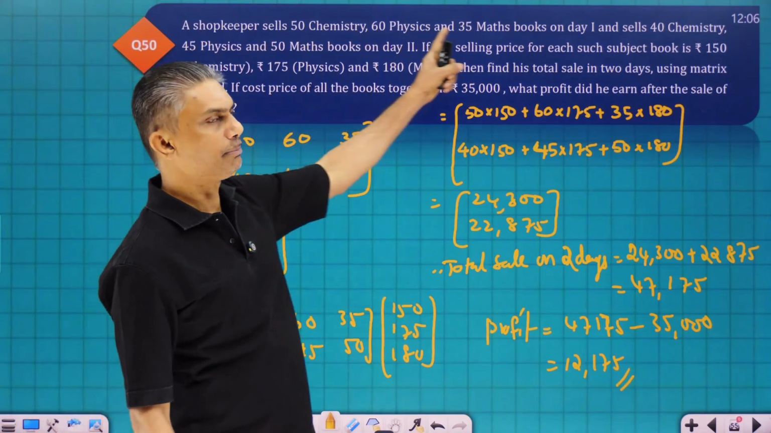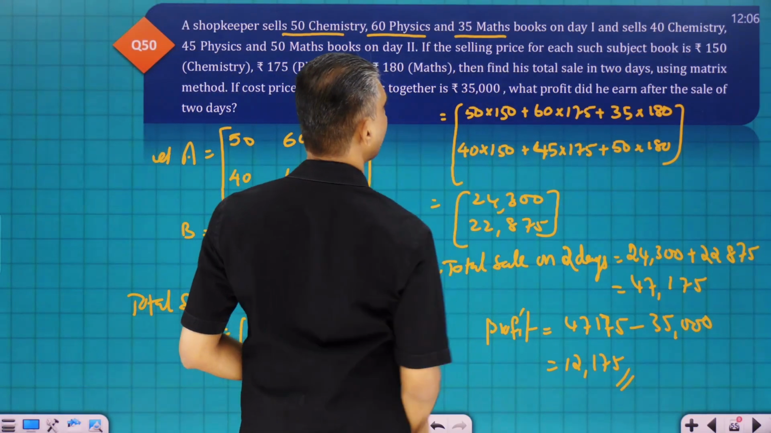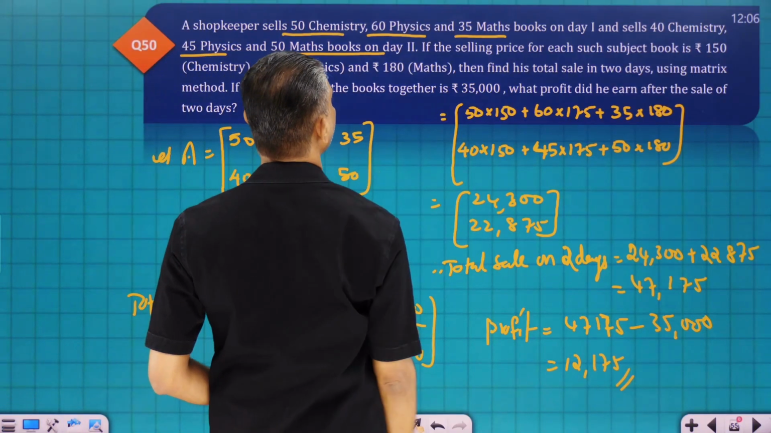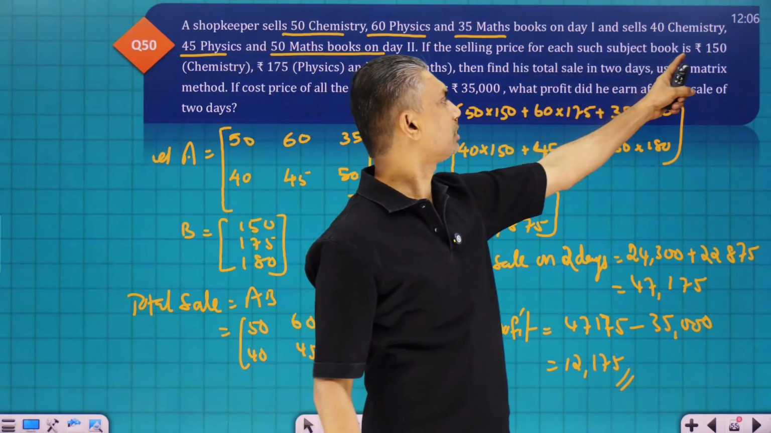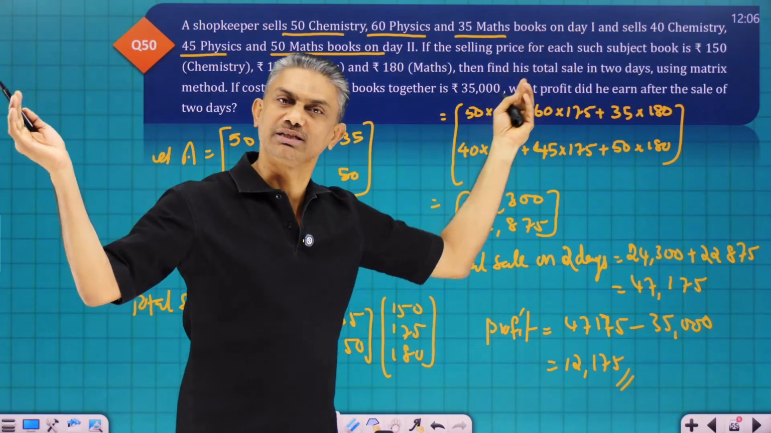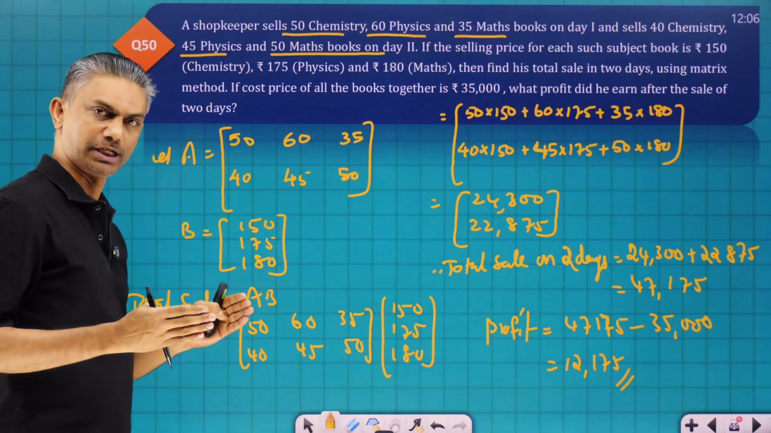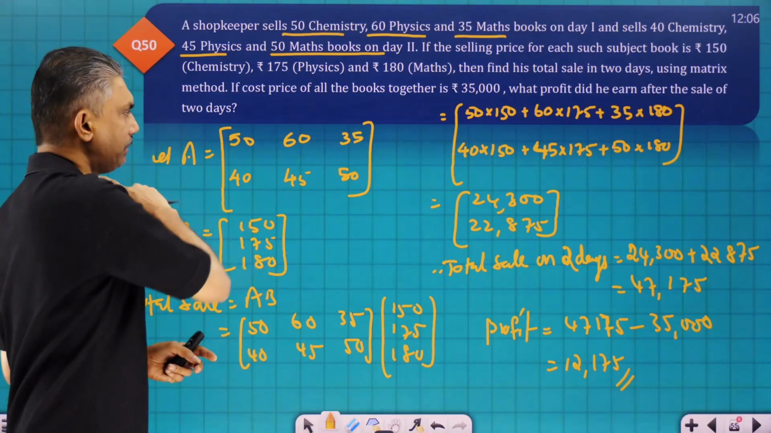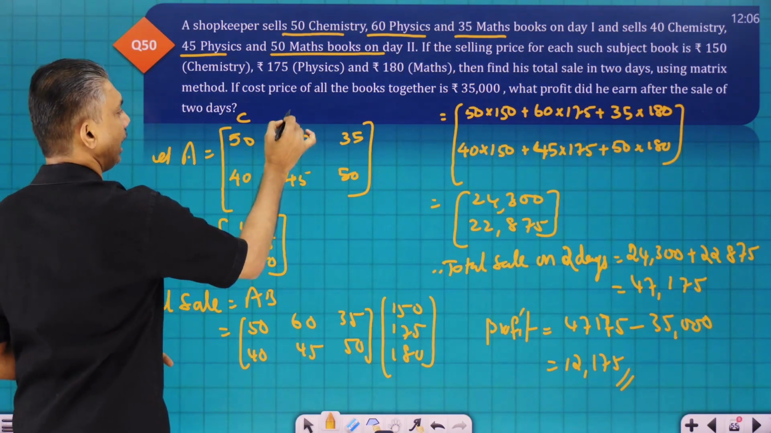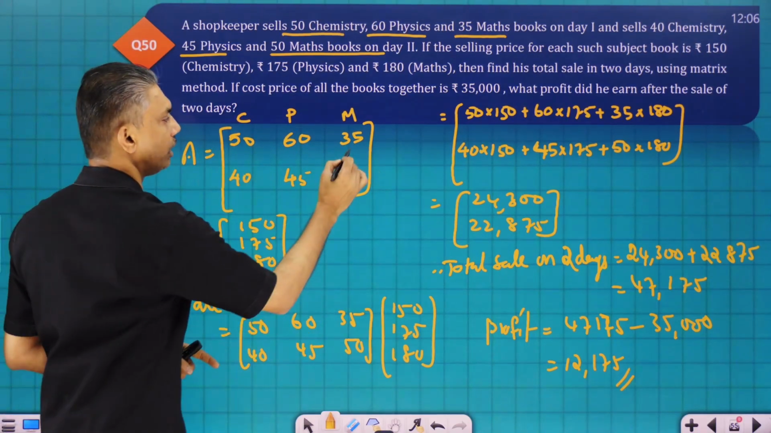See, a shopkeeper sells 50 chemistry, 60 physics and 35 maths books on a day, and 40 chemistry, 45 physics and so on, on another day. If the selling price of each subject is 150 for chemistry, 170 for physics, 180 for maths, then find the total sale in 2 days. Total sale means you make the number of books sold into a matrix and the cost into a column matrix, and multiply. So let A be equal to this, the total sale. This is chemistry, physics and maths on each day. This is day 1.